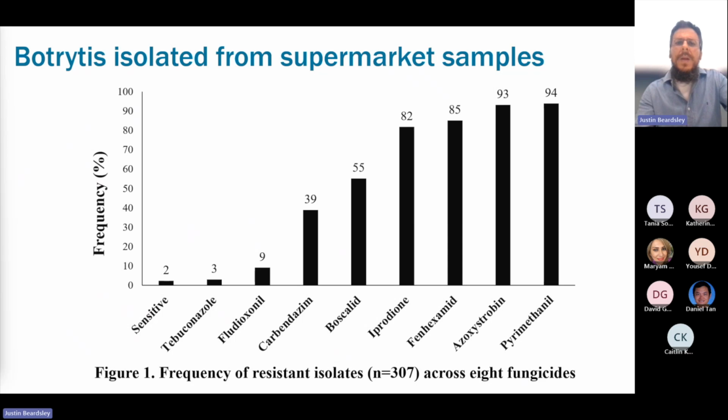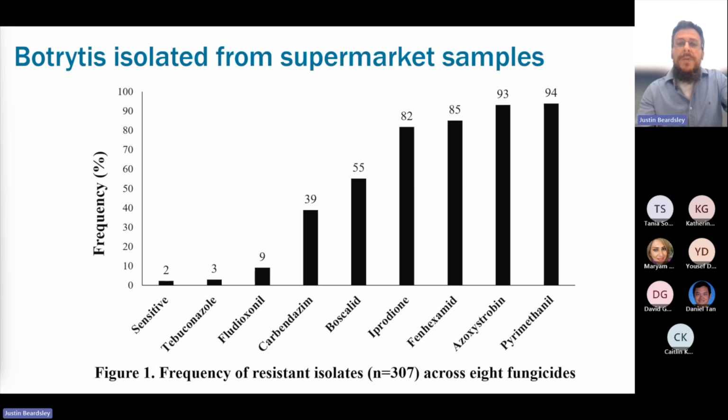And this is a study that one of our master students conducted last year. So we collected samples from different supermarkets, and we're not going to say which ones. And we isolated more than 300 isolates. And what you can see in this figure is the frequency of the resistant isolates towards the chemicals that are mainly used for the control of botrytis. As you can see, in many cases, that frequency is virtually 100.